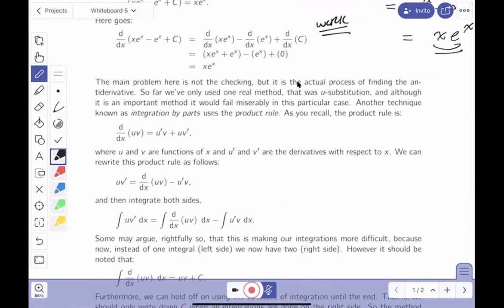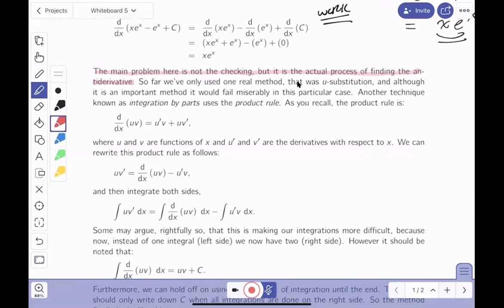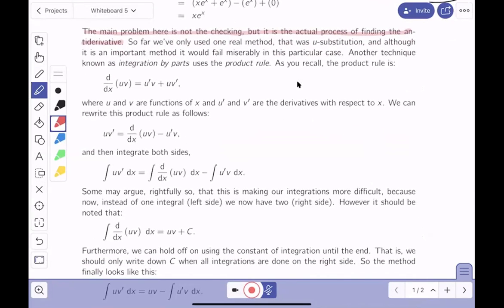The main problem here, and I want to really emphasize this to you, is not checking. It's how do they get that? The main problem here is not the checking, but the actual process of finding the antiderivative. How did they do that? How did they find the antiderivative? Right? How did they find it? So what we're going to claim over here is that we're going to use a method that's nice, and we're going to write problems that reflect this nice method.